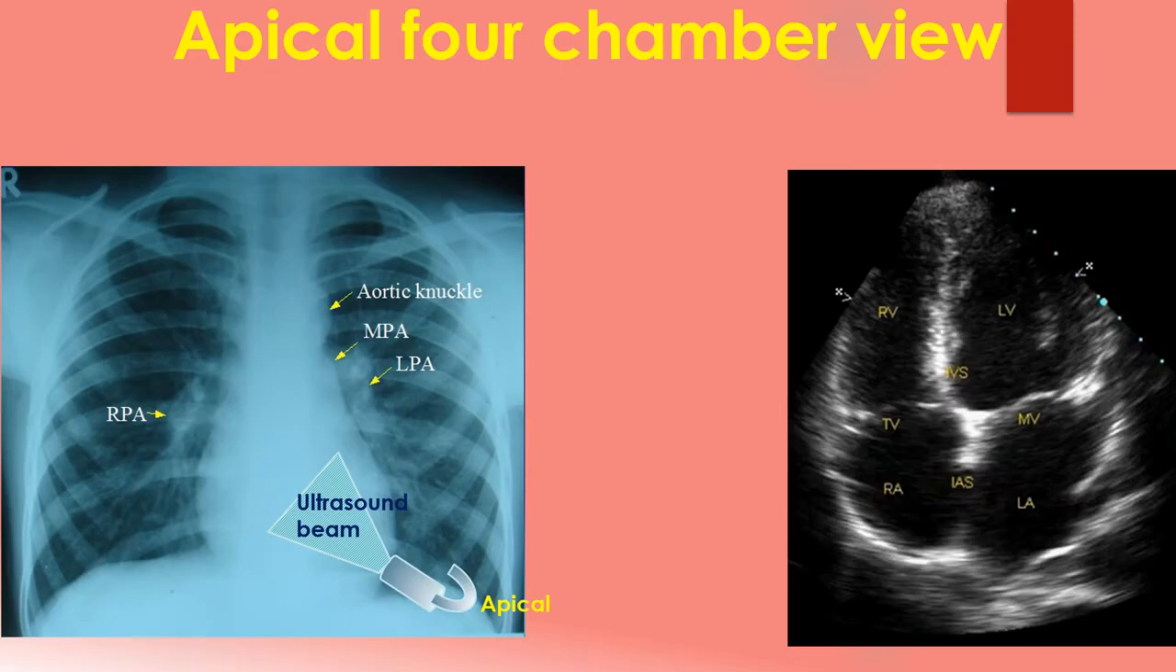But as the echo beam is parallel to the interatrial septum, false echo dropouts can occur in the interatrial septum. Apical 5-chamber view, including the proximal aorta, can be obtained by a slight tilting of the transducer from this view.